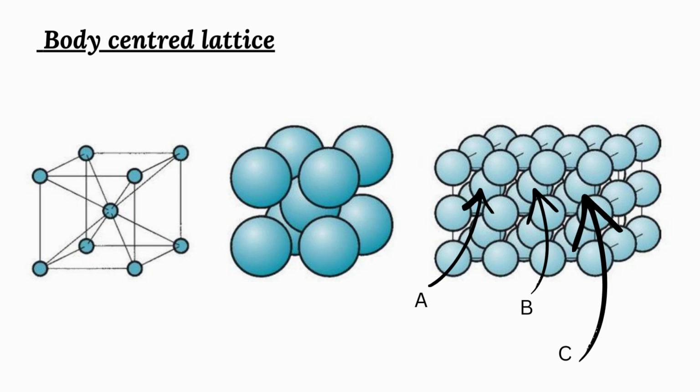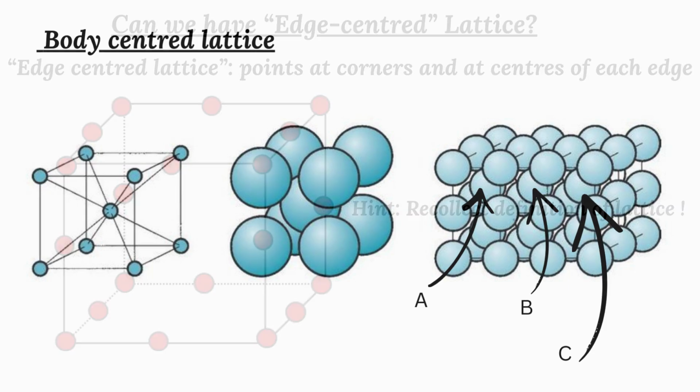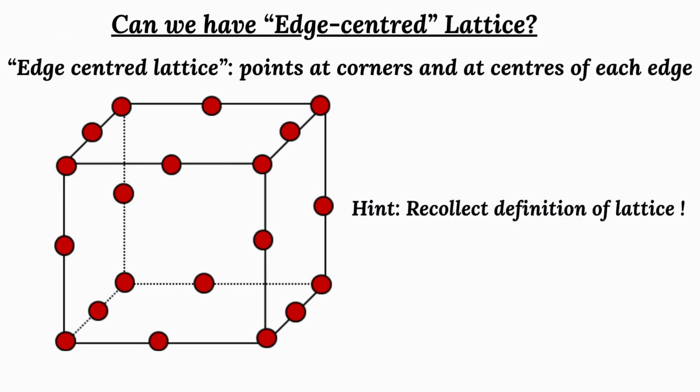In the same manner, we can also see in the body centered lattice. Here, similarly, from location A to B or B to C, if the translation happens, all the points are at identical locations and the unit cell is preserved. We can examine the same definition here to evaluate this edge-centered lattice.